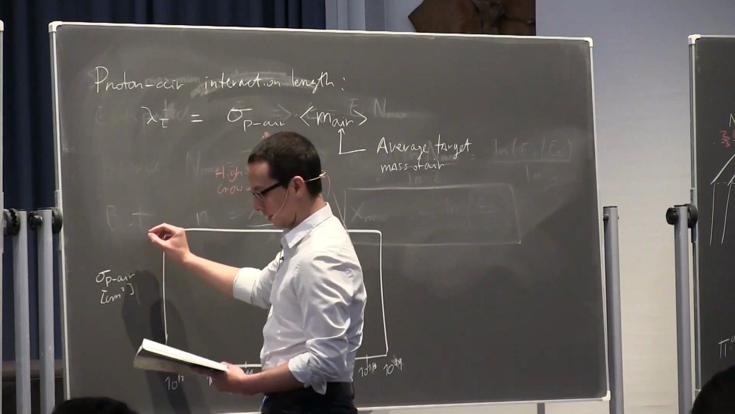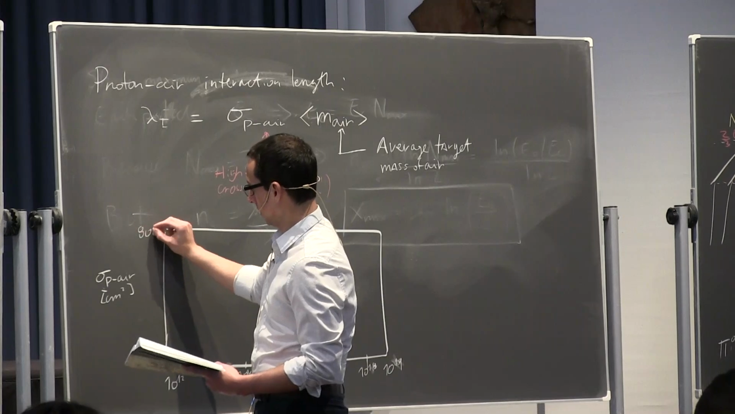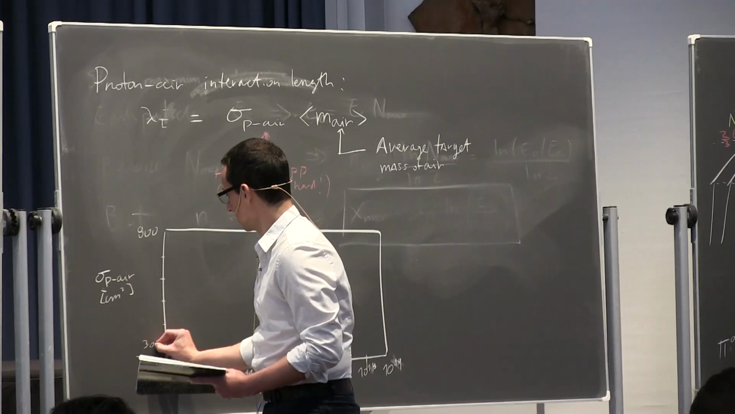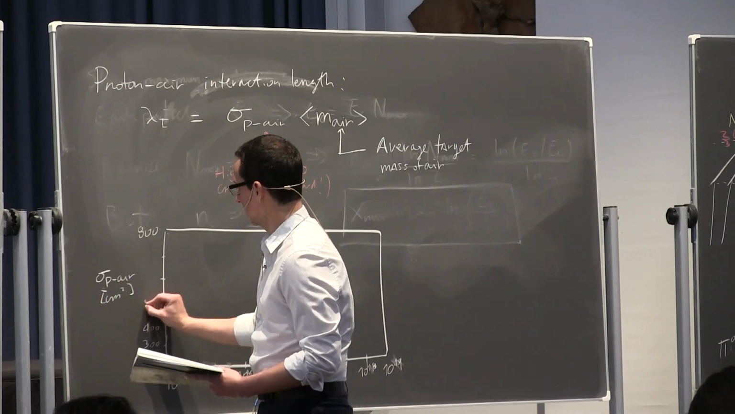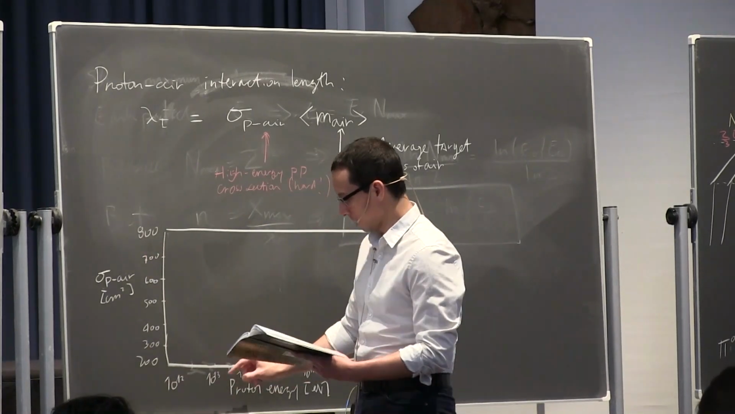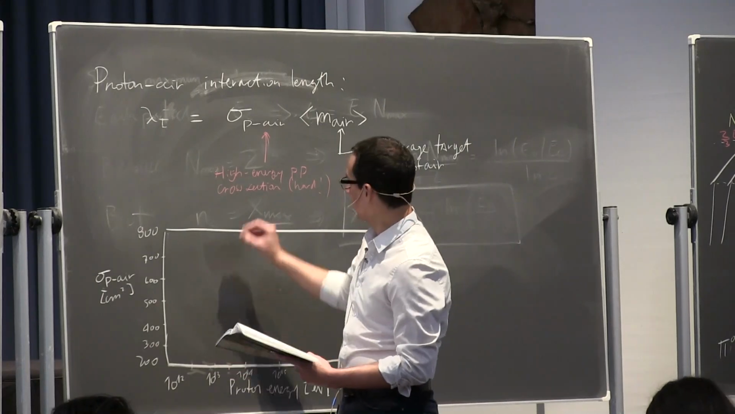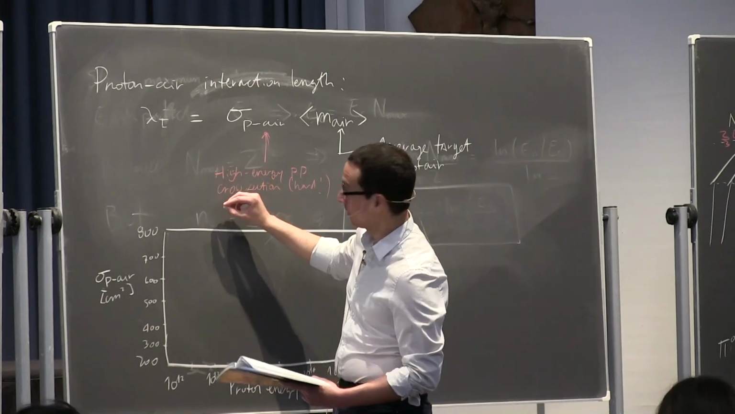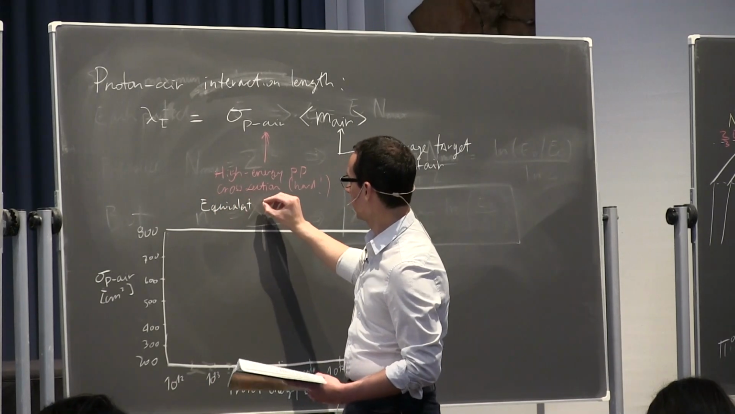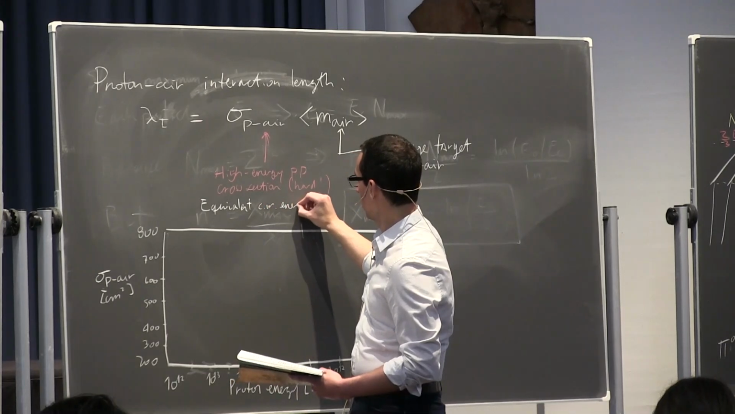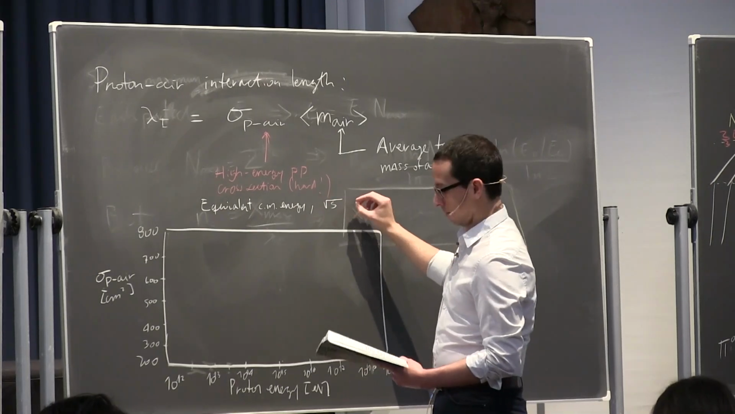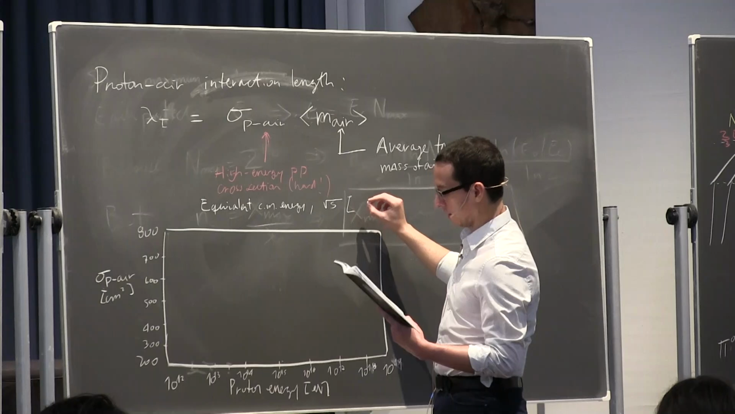This goes from 200 to 800, 3, 4, 5, 6, 7. Okay, and just to put some numbers here, this is the top x-axis. I'm going to write the equivalent center of mass energy for a pp interaction. So this is the root of s, and this is in TeV.